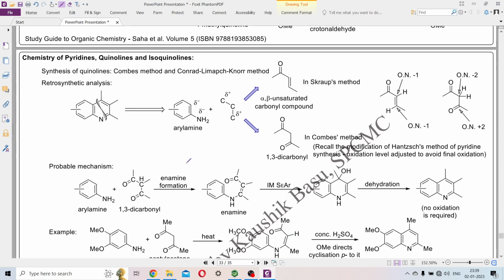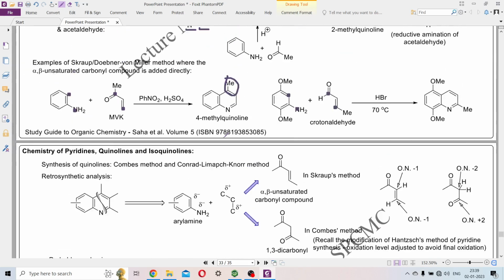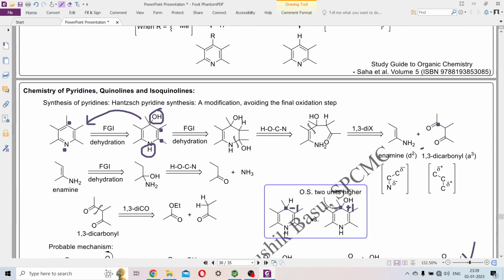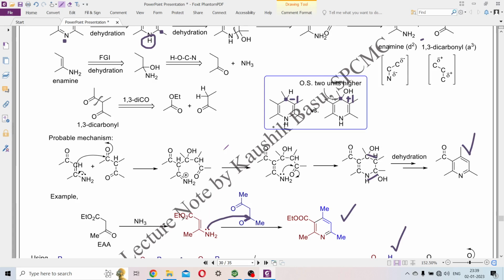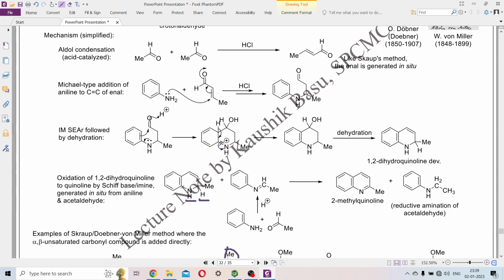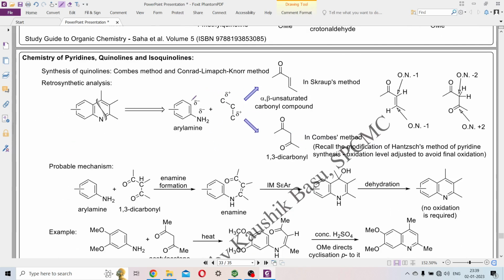Now there are modifications of this method and there are extensions of this method. Just as the Hantzsch pyridine synthesis was modified by changing the oxidation number at the revised target so that the final oxidation could be avoided, instead of alpha beta unsaturated carbonyl we used a 1,3-dicarbonyl. The same strategy you can adopt here. For the Skraup synthesis, you have basically an arylamine which is a D2 and an A3. Now A3 is represented in Skraup synthesis by an alpha beta unsaturated carbonyl, and so in the Doebner-von Miller's modification.